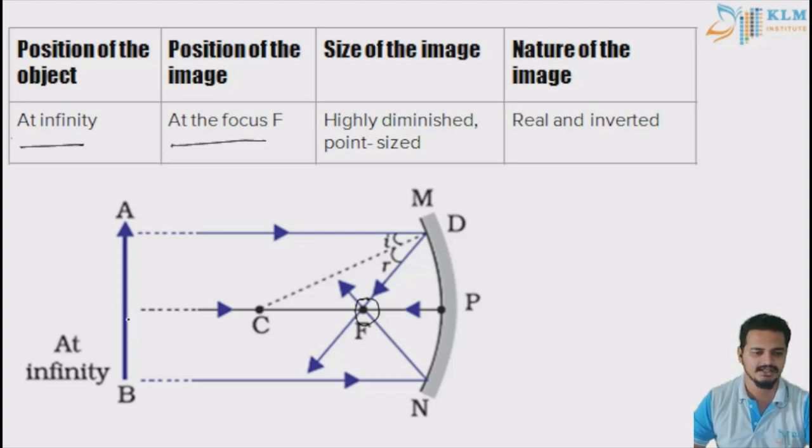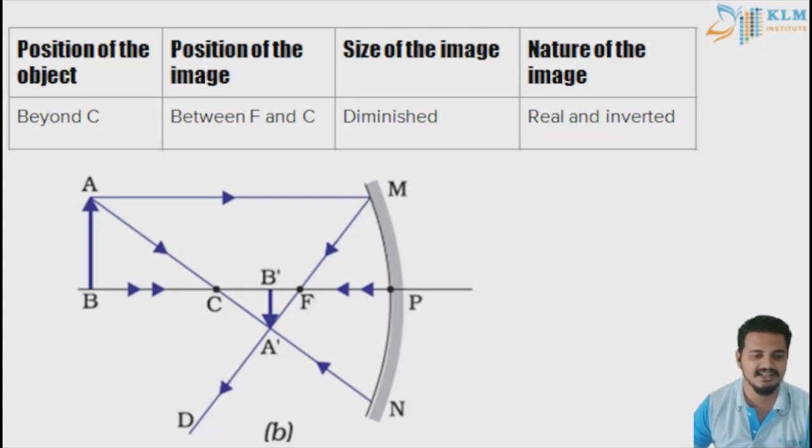We can tell that the ray is reflecting along the principal axis, passing through the point C. So what does it tell? The reflected ray comes back in the same path. So where is the image? It is at point F, highly diminished. We cannot see the image. It is point sized. If it is a pen, it becomes a point in the image.